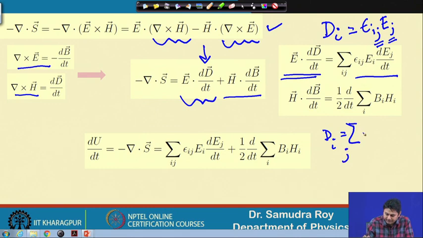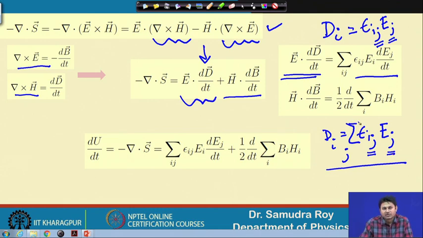summation over j epsilon ij and then ej. This equation suggests that the summation is over j, and when the j is repeated, then this summation is over j. Now, Einstein notation suggests that if these repetitive indexes are there, we should not use the summation sign. So, that is why I write d i epsilon i j E j.